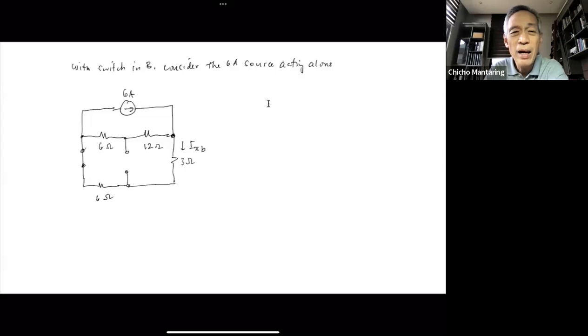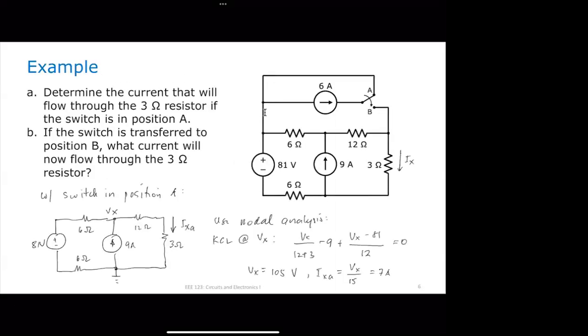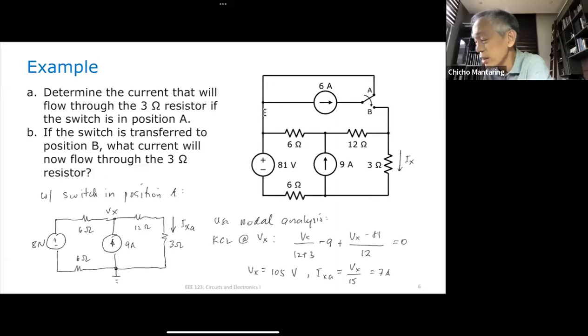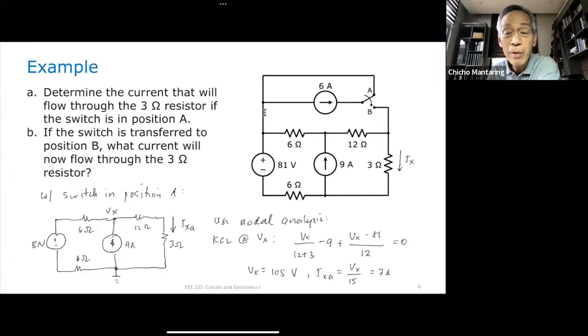You said the current source is parallel to the 81 volts. Ito yung sa pag-compute ng IXA. The current source, this one. Why is this not in parallel with this? Dahil sa resistor. Remember what we said about two elements being in parallel. Kailangan they share both ends are connected, ano?